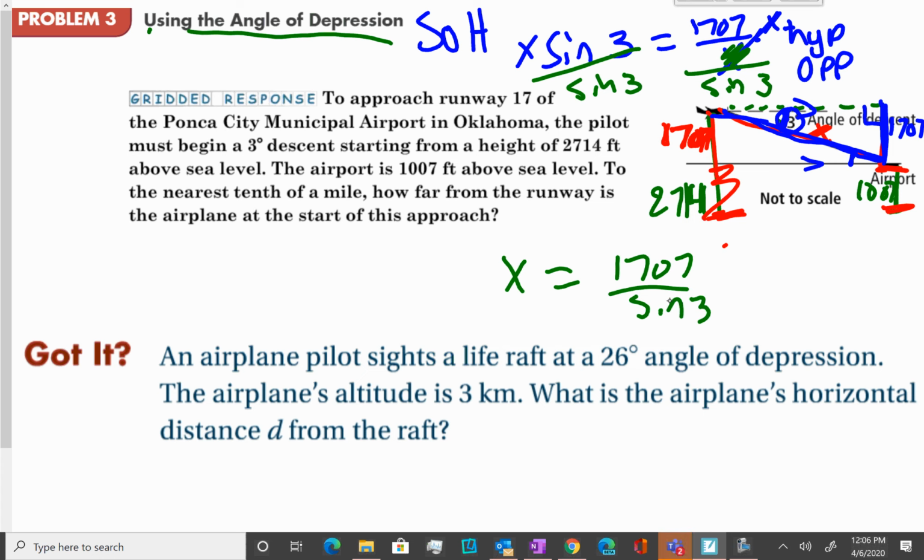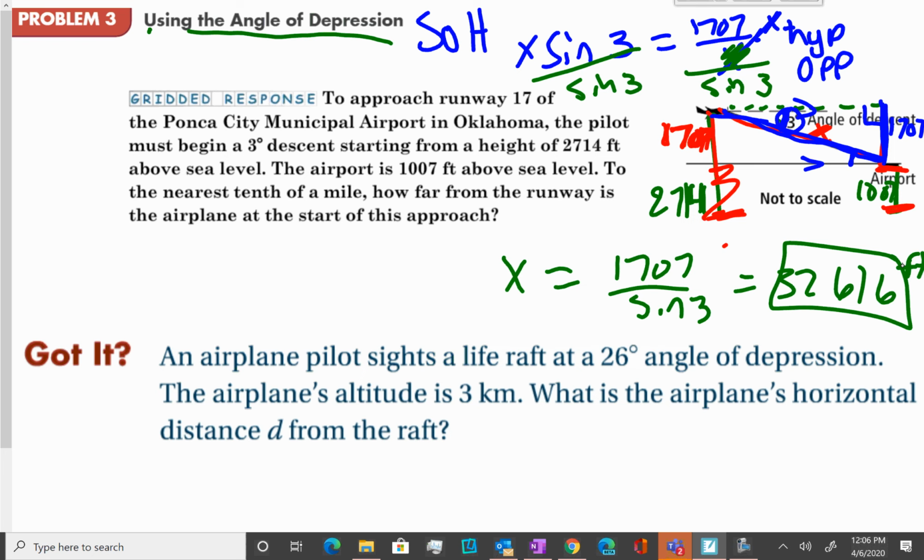And we can do that on our calculator. 1707 divided by sine of 3. Make sure my calculator's in degrees. And we get 32,616 feet. So that is how far away the plane is from the landing strip.